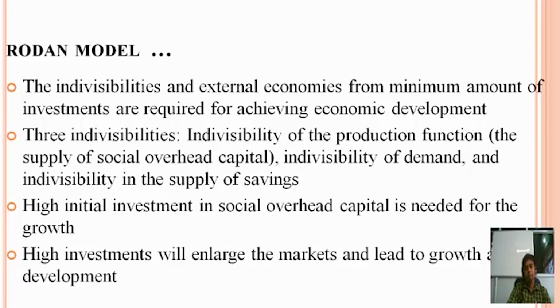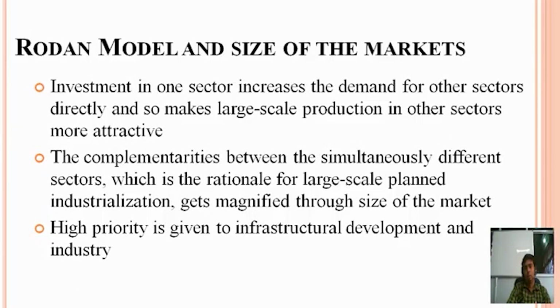So high initial investment in social overhead capital is needed for growth, and high investment will enlarge the markets and lead to growth and development. The Rosenstein-Rodan model and the size of the market is again summarized in a way that investment in one sector directly increases the demand for other sectors, and so makes larger scale production in other sectors more attractive. It is important to have ongoing investment and complementarities between different sectors simultaneously, which is the rationale for large scale planned industrialization, and gets magnified through the size of the market.